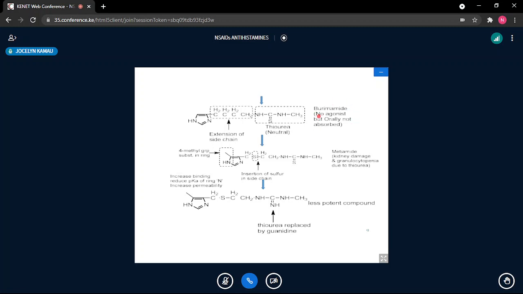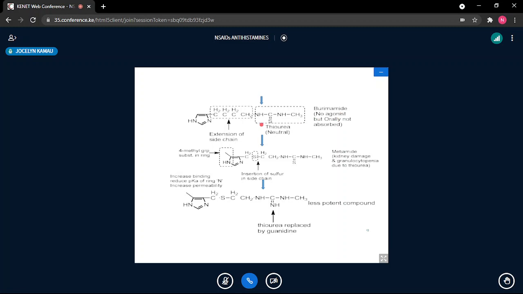The resultant compound was known, and it had no agonist activity, but it was not orally absorbed. So that drug could not be given orally, but it had the advantage that it did not have any agonist activity. So that was a very positive move. But unfortunately, of course, because of the thiourea, these compounds were also found to have some appreciable toxicity.